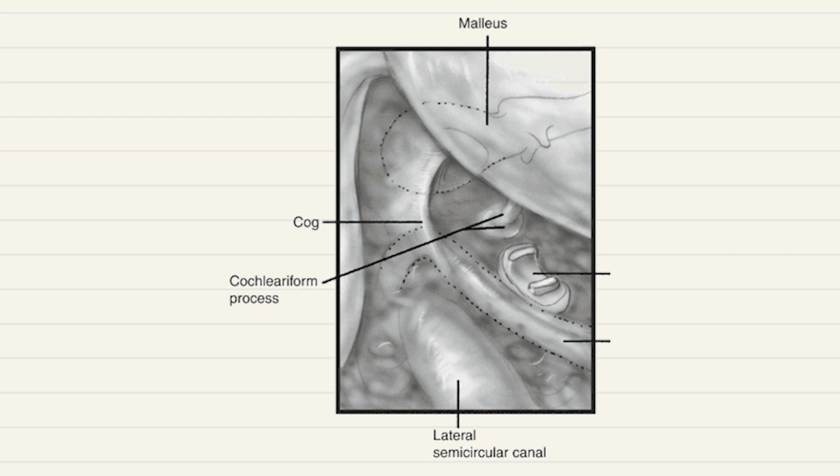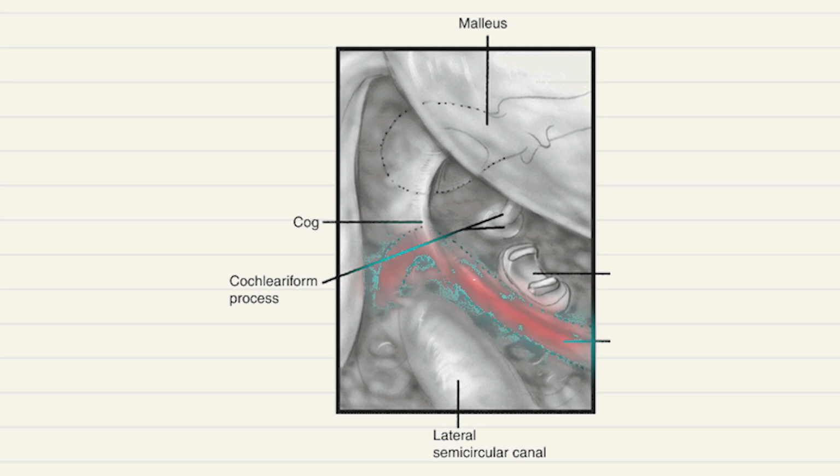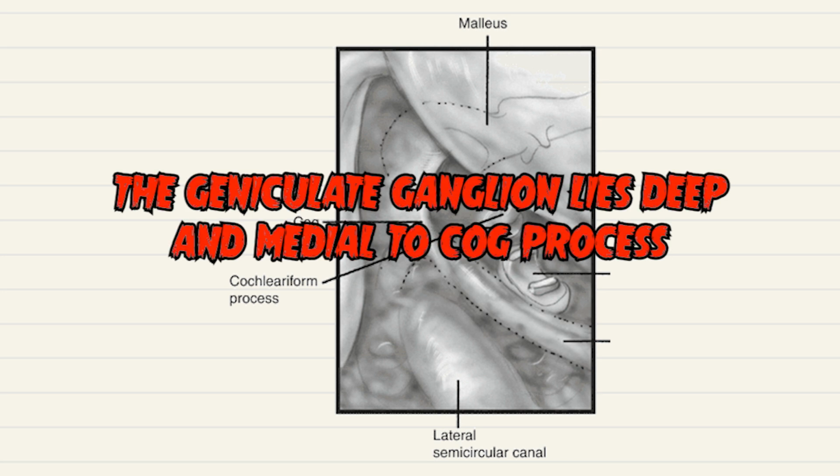Cog process. Small bony bar anterior and superior to the cochleariform process, separating the anterior epitympanum from the rest of the attic. The facial nerve runs between the cog process and cochleariform process. The geniculate ganglion lies deep and medial to the cog.